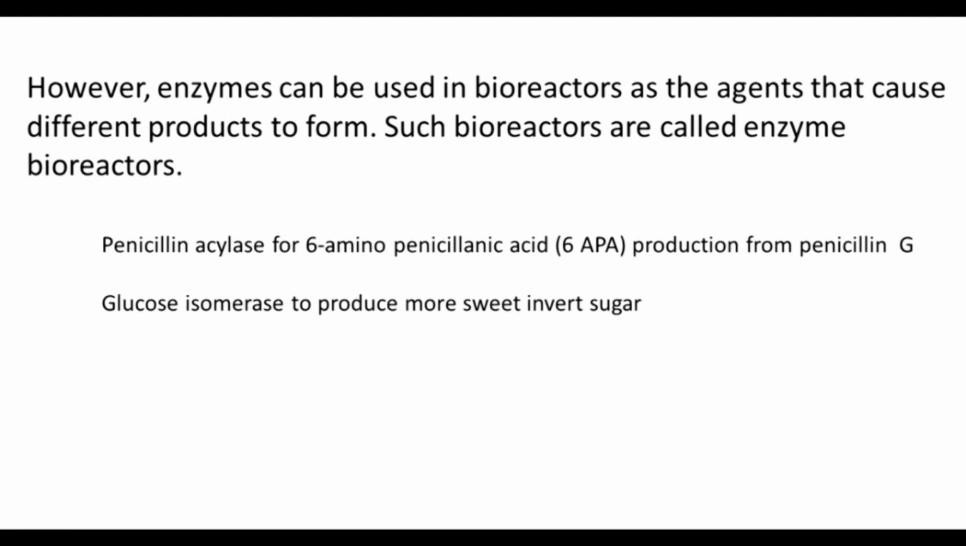Such bioreactors are called enzyme bioreactors. Examples here: penicillin acylase for 6-aminopenicillanic acid or 6-APA production from penicillin G. Penicillin G is converted to 6-APA through penicillin acylase. 6-APA is widely used, and glucose isomerase is used to produce sweet invert sugar. This is also used heavily in the food industry, beverage industry.